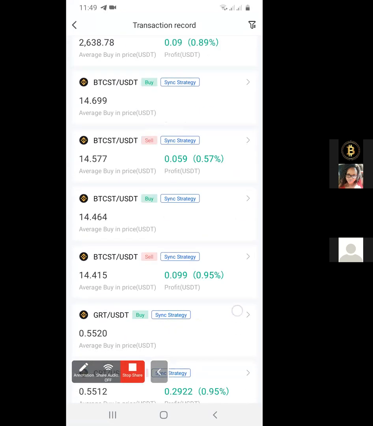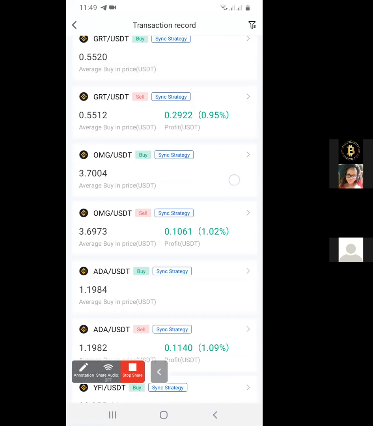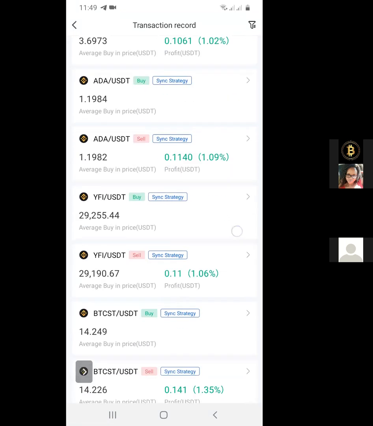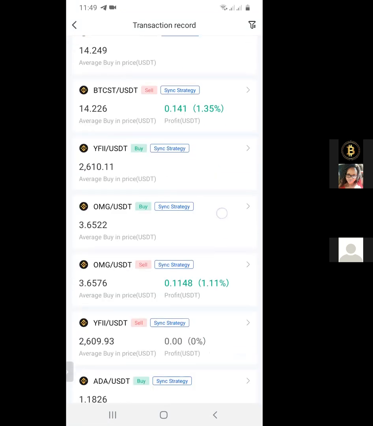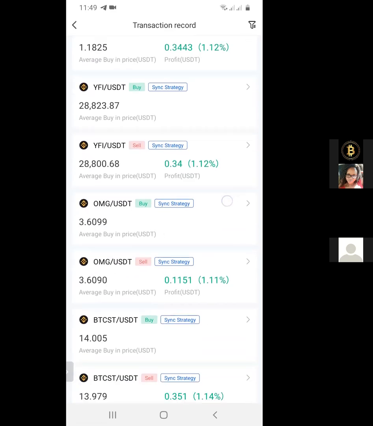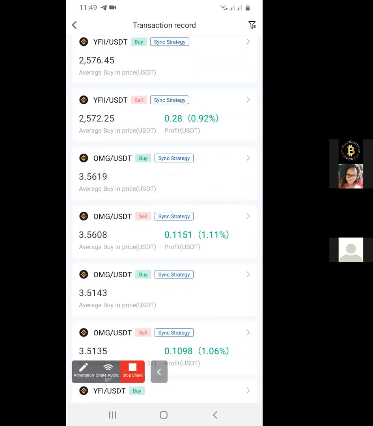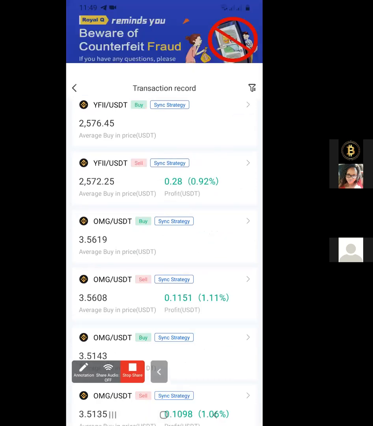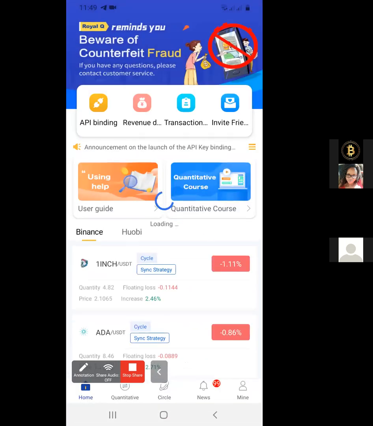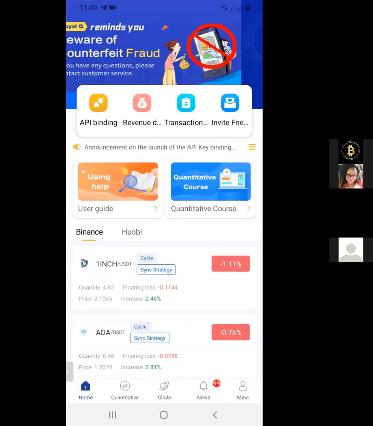So this is where you will see all your transaction history of closed trades, as well as buys that the robot has done. So just understand, when the market goes up, it closes profits. When the market goes down, it buys and it holds for you, no matter how red the market is. It will only close when the market comes back up.